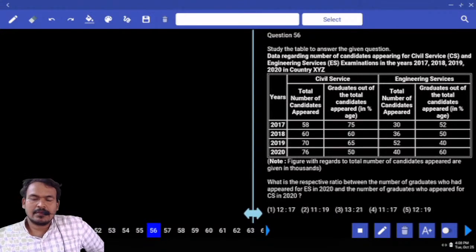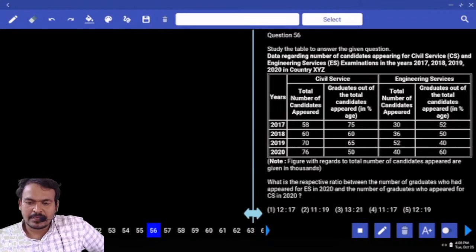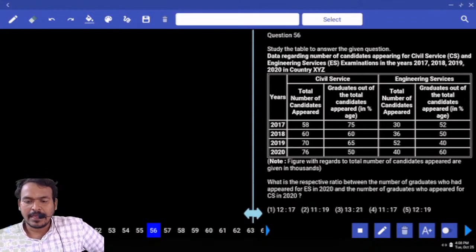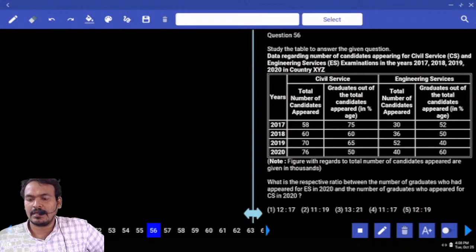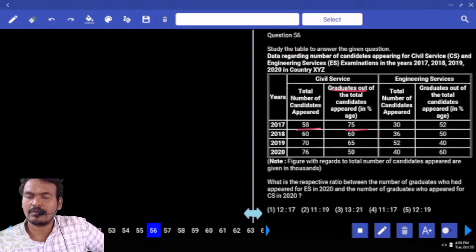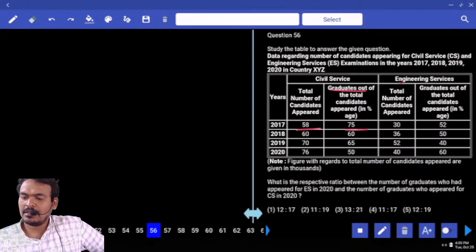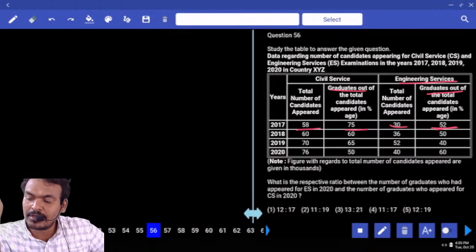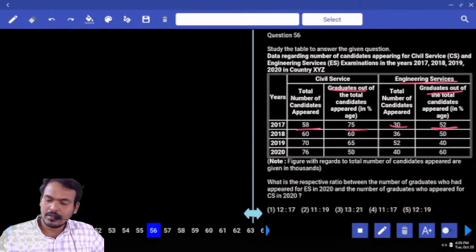Data regarding the number of candidates appearing for civil services CS and engineering services ES examinations in the years 2017, 18, 19 and 2020 in country XYZ. One is civil services, another is engineering services. In 2017, the civil services appeared candidates are 58, and 75% of them are graduates. Engineering services total appeared candidates are 30, and 52% of them are graduates. What is the first question?